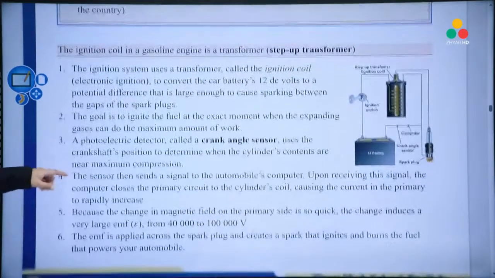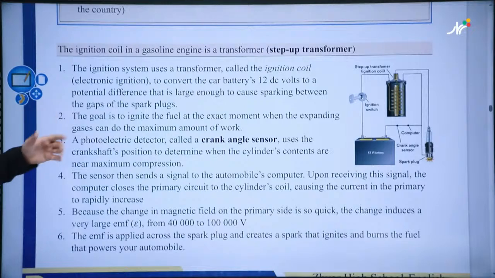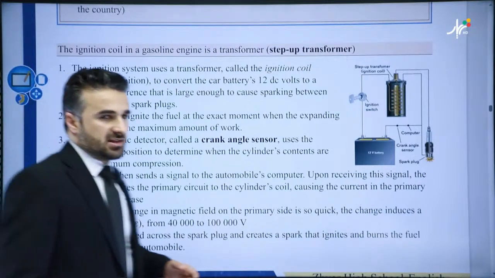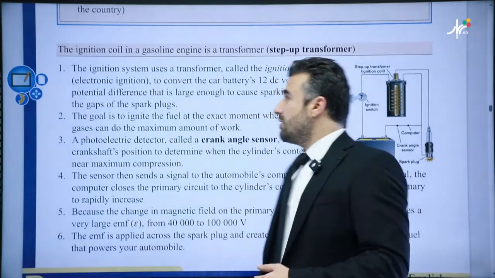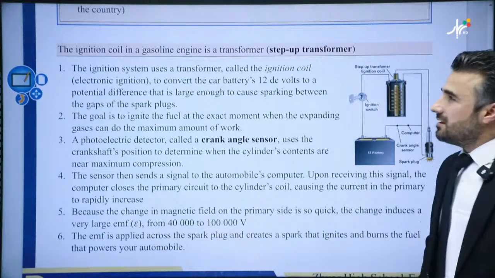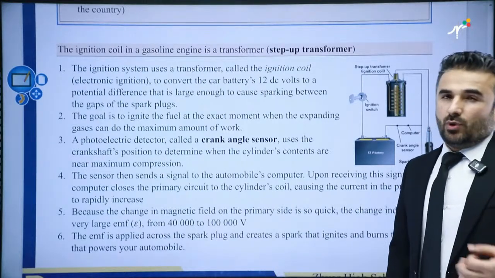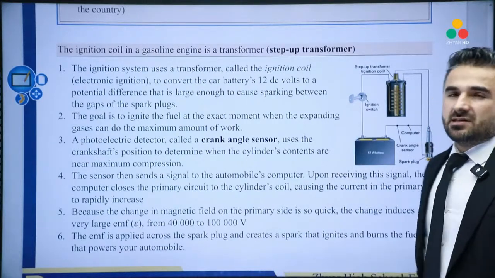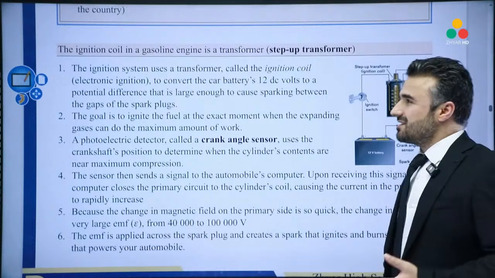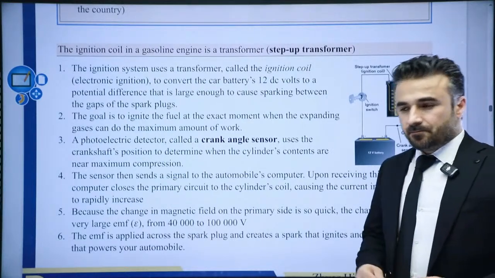Okay, now this is where we stop. So this is basically the beginning of this lesson here, and that is that the ignition coil in a gasoline engine is a transformer. But what type of transformer? It is a step-up transformer. What exactly does this system do?